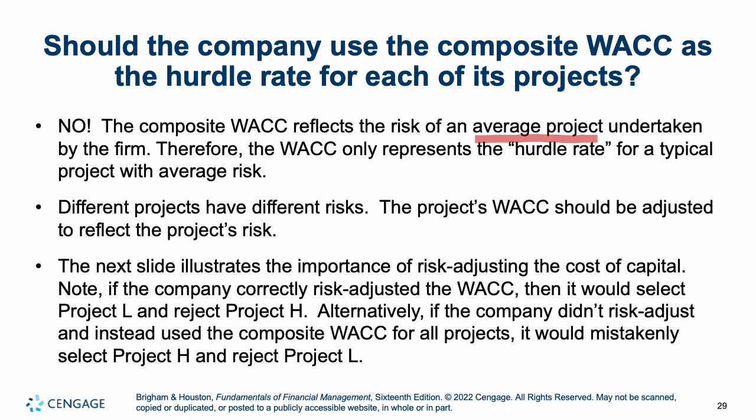If a project's really safe, we may be able to borrow money a lot cheaper than if a project is really risky. So our cost of capital is going to change. And not always borrow, it could be raising money as well. Our cost of capital is going to change depending on the risk of a project. So the next slide illustrates the importance of risk adjusting. If the company correctly risk adjusts the weighted average cost, it'll select project L and reject H. If they didn't, they would take H and reject L, and let's see why. And that's going to take us to our last slide.